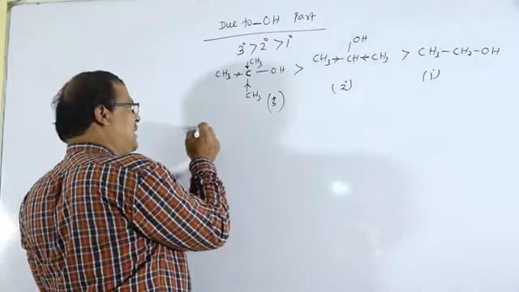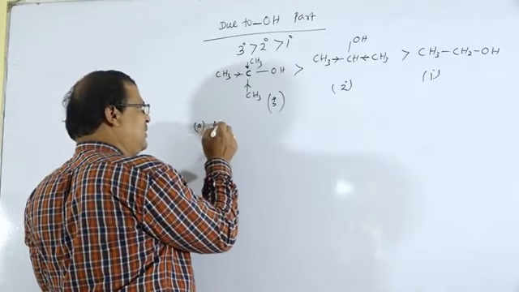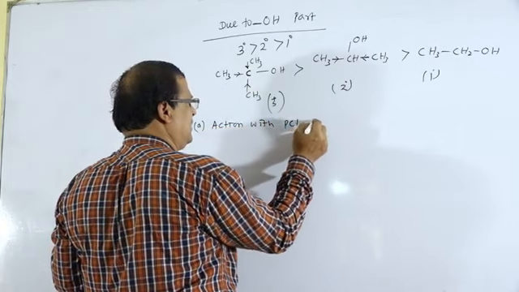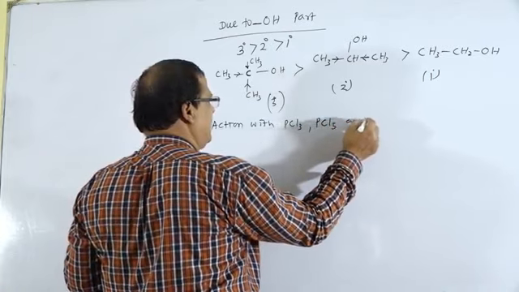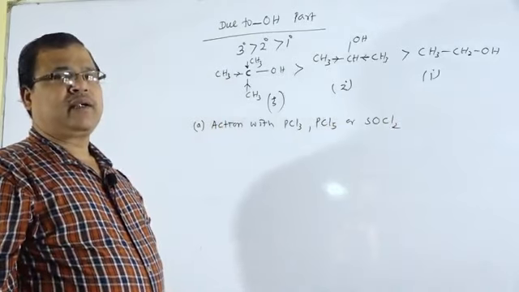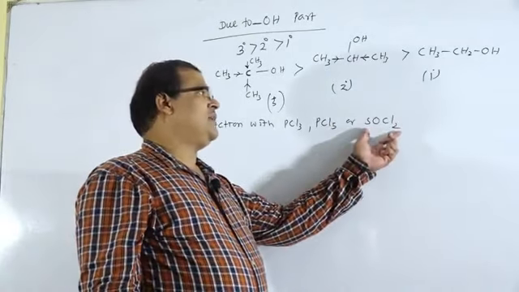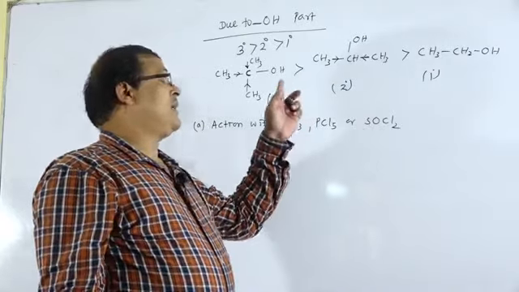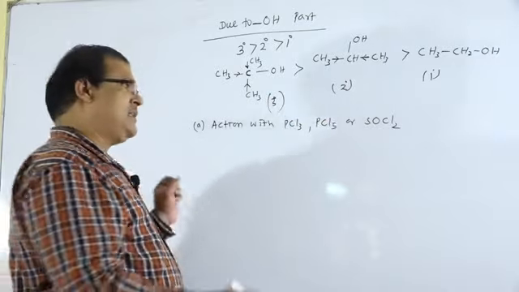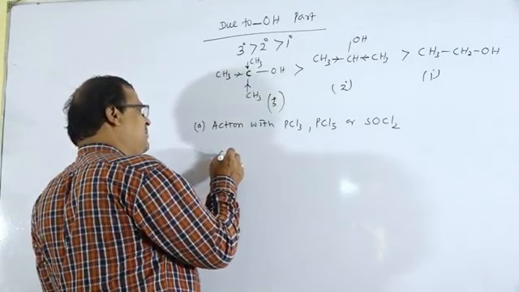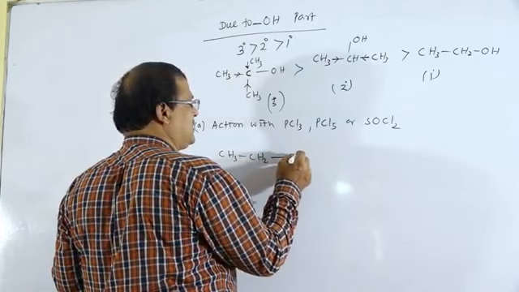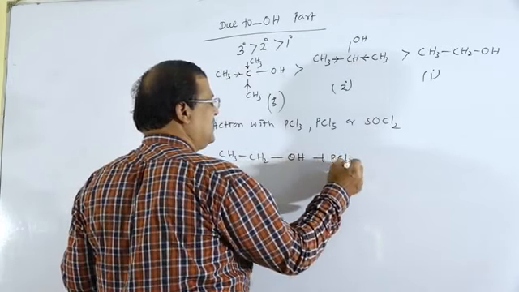First we will discuss the action with PCl3, PCl5 or SOCl2: action with phosphorus trichloride, pentachloride or thionyl chloride. That is cleavage of the carbon-oxygen bond; the OH group will get replaced by Cl in all these cases. For example, if we take CH3CH2OH treated with PCl3, what is the product?